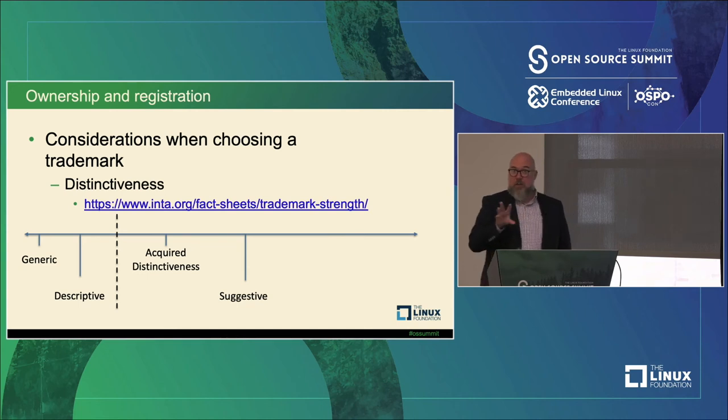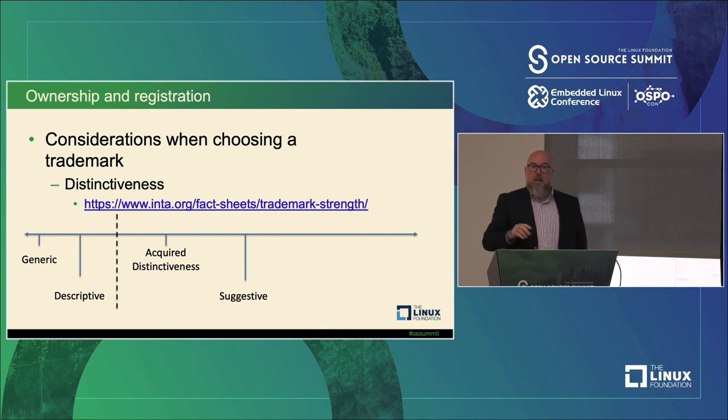I think suggestive marks are a great place to be, particularly for an open source project, because it communicates a little bit about what the project is actually doing and the type of software that it's producing, but it's not in that descriptive, unprotectable area. So that's a good place to aim for if you're an open source project.